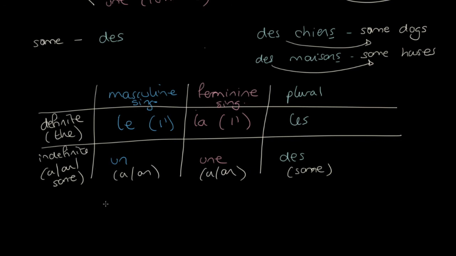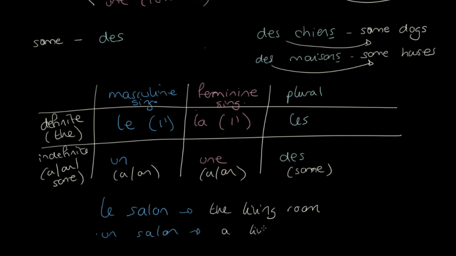Let's take the example of a living room, le salon. Le salon, the living room. Un salon, a living room. So that's the key difference between le and un, the or a. And don't forget, obviously, guys, that the gender of the noun is really important as well.